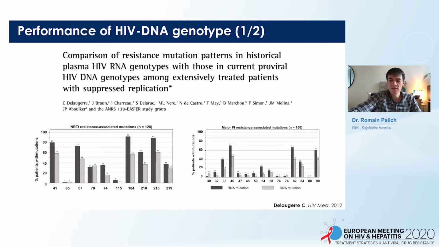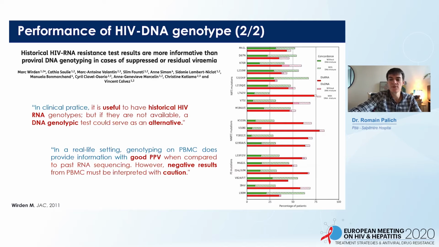There are several studies having compared the resistance mutations found on genotypes from HIV RNA and DNA in the context of viral suppression. For example, this study conducted by Constance Delogère has demonstrated that the number of mutations was always lower on DNA genotypes in comparison with RNA genotypes, whatever the treatment studied on this slide, NRTI and PI. The second study conducted by Marc Virdon had the same conclusion.